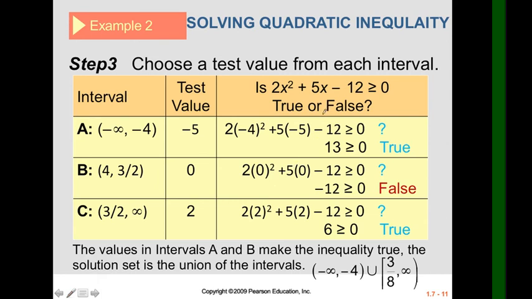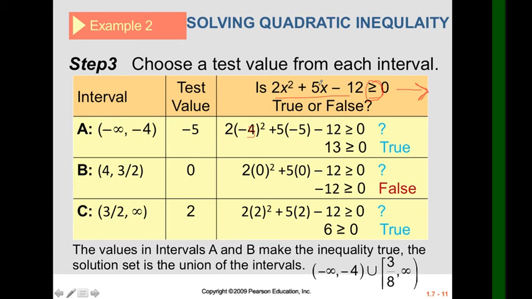Okay. So, for this portion, ang ating inequality is greater than or equal, going to the right. Okay. Isa-substitute natin si negative 5 sa ating equation. So, we have 2 times negative 5 squared plus 5 times negative 5 minus 12 greater than or equal to 0. Sorry, nagkamali lang ako.